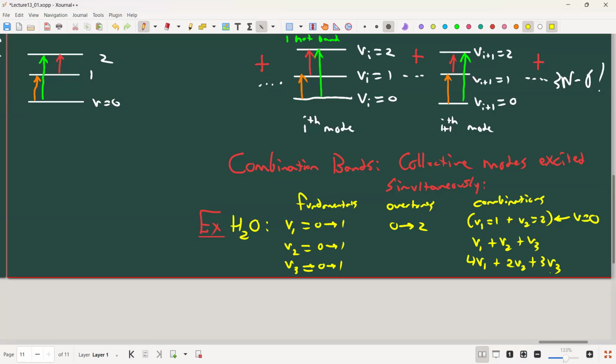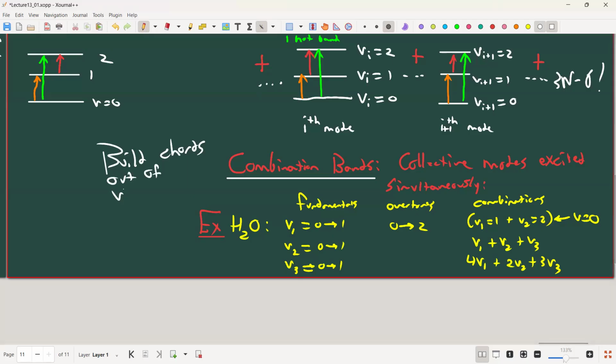Right? It's like you have a piano. You have a bunch of fundamental notes and octaves, and you can build chords with them. Right? And so we have these combination bands, which are just chords, right? You can do the Ramones power chord of your formaldehyde. Right? So we can build chords out of vibrational notes as well. And that's what those extra peaks are.